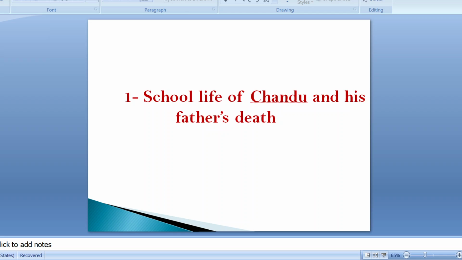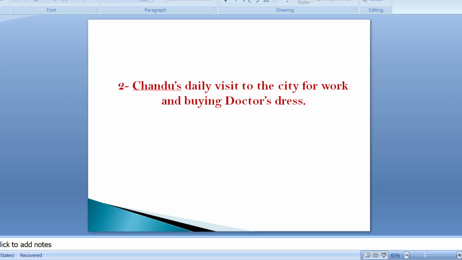So this is the starting of the story, and it displays the school life of Chandu and how he couldn't carry on his studies. All these points we have discussed in this slide. And next is Chandu's daily visit to the city for work and buying a doctor's dress.